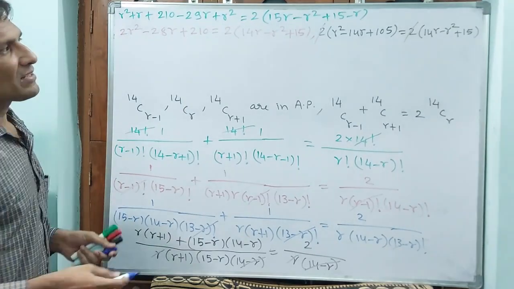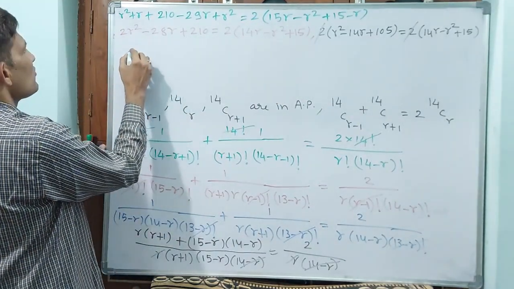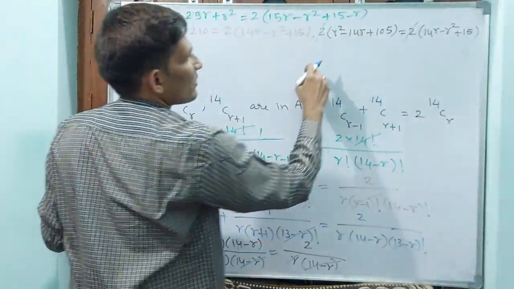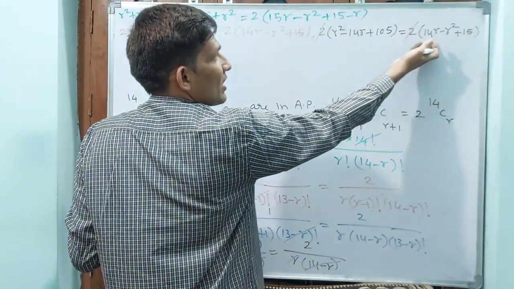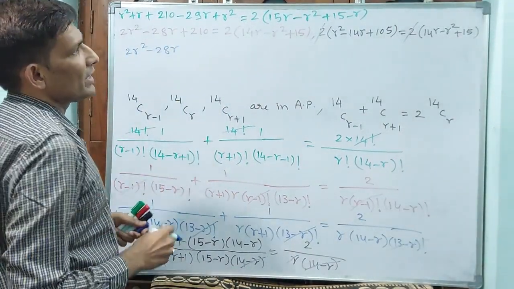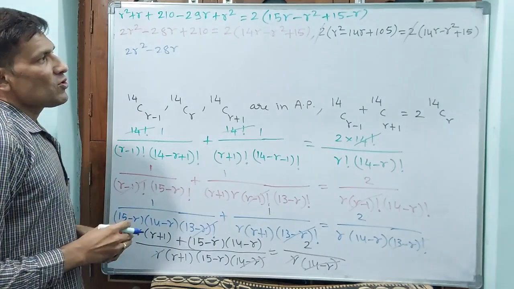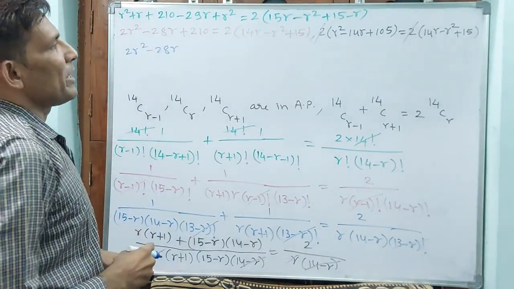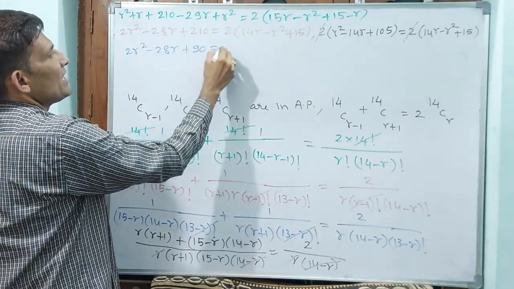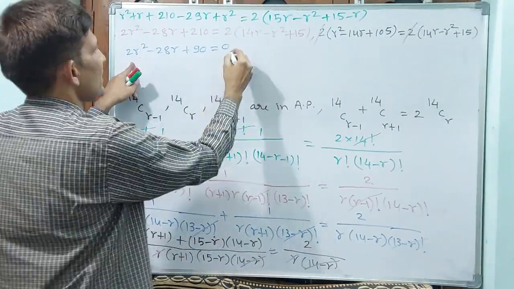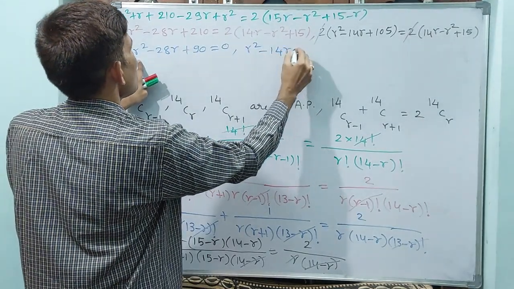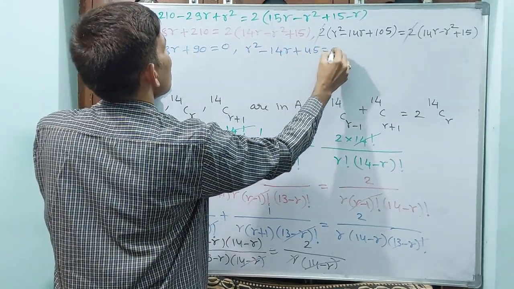Why? Because see that minus r square, if it comes here, plus r square it is going to become. That means in 2r square again it is going to become 1r square plus r square. See, 14r minus 28r, again it has become minus 28r. Okay, now you see 105 minus 15, 90 as plus 90 equal to 0. Okay, now again 2 take common. r square minus 14r plus 45 equal to 0.